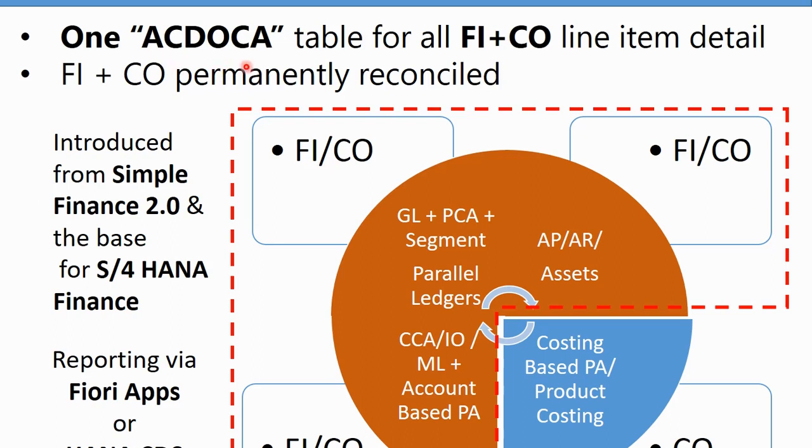So the key concept: one new table called the Universal Journal, with all this FI+CO capability brought together, so you don't have to do this reconciliation anymore. Product costing, if you think about it, is a capability module. It doesn't affect your financial statements directly, and costing-based PA, because it's not account-based, was also kept separate at this point. So that's really how we got to the Universal Journal itself.